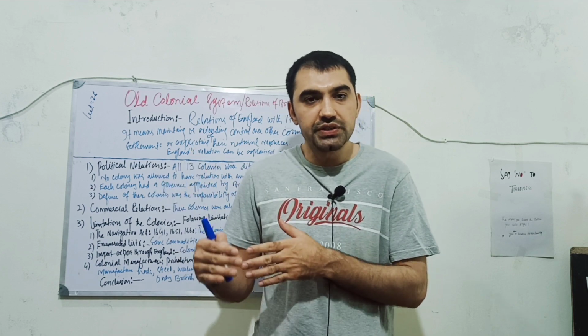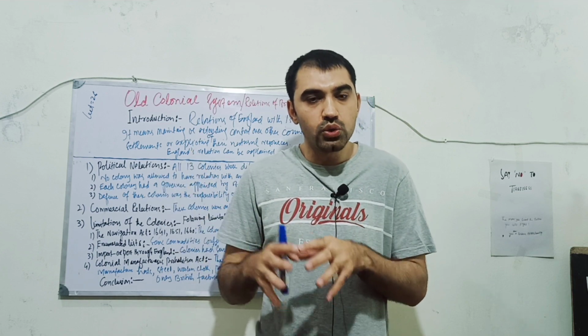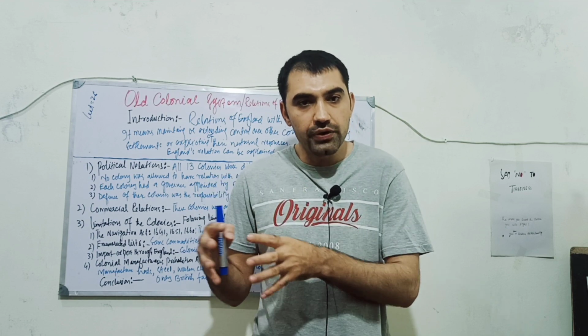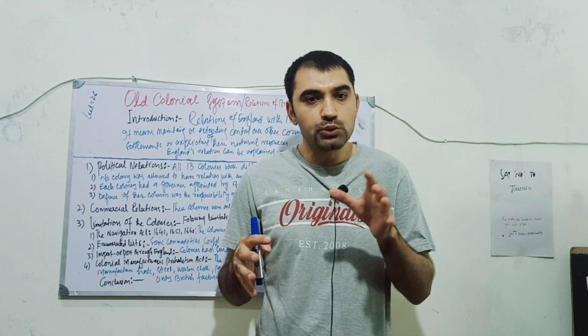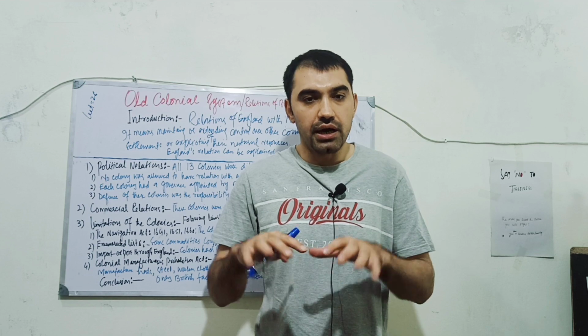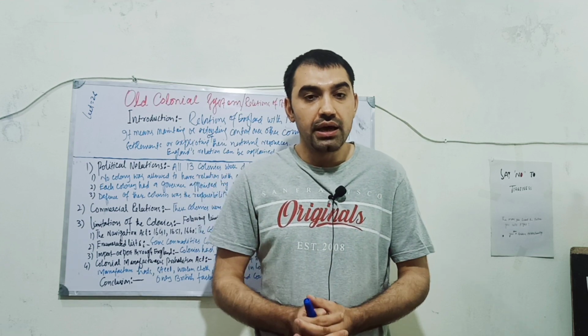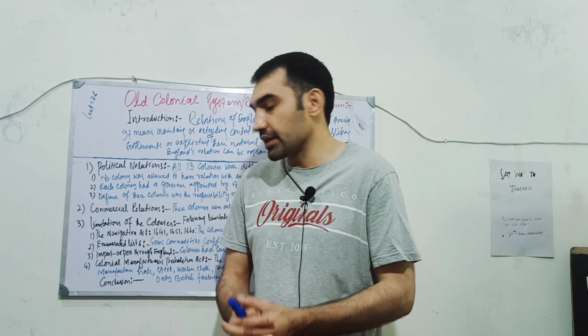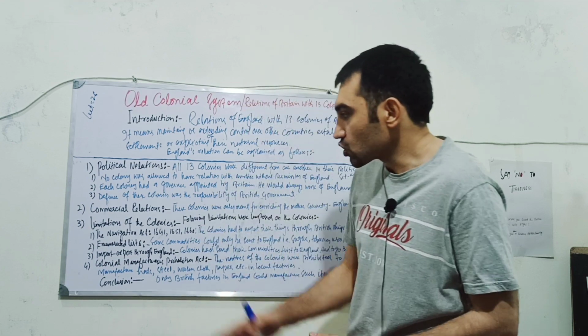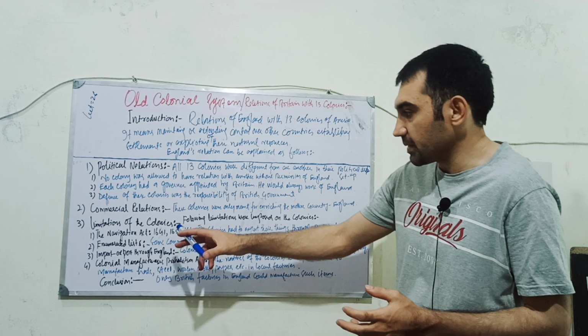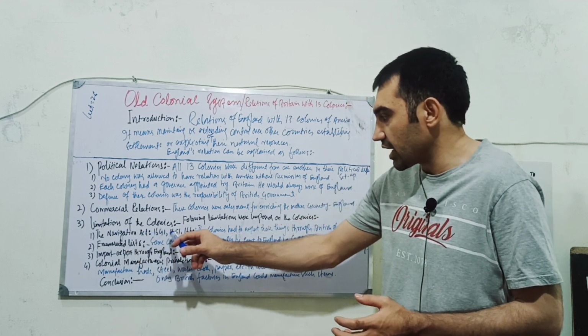So for this reason, to keep them backward, to keep them poor, and to keep them subjugated, they had imposed certain limitations which could only favor England. So what were those limitations? Coming to the first limitation, it was the Navigation Act.